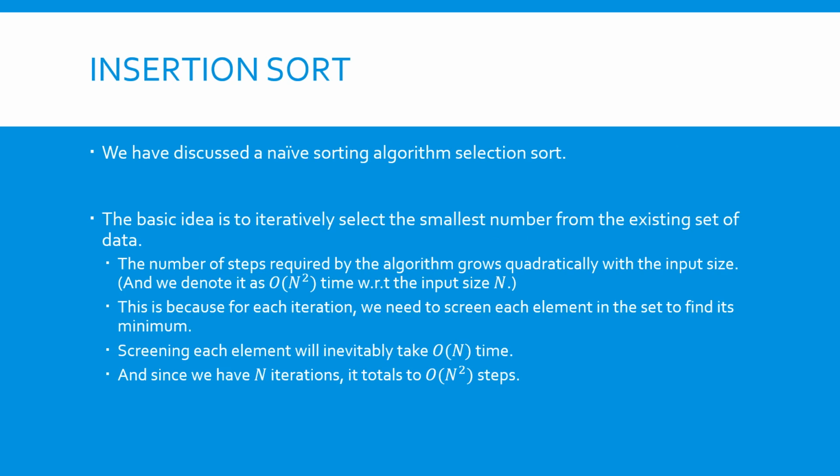Recall selection sort. Its basic idea is to iteratively select the smallest element from the existing set of elements. To select the smallest element, the algorithm simply screens each element. In this case, it gives rise to its O(n)² time complexity, where n is the number of elements in the input set.